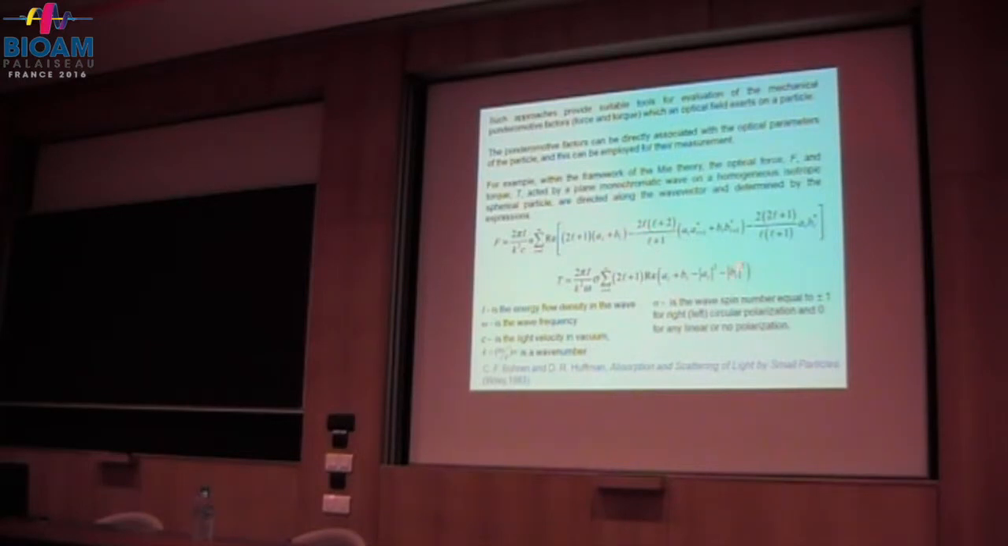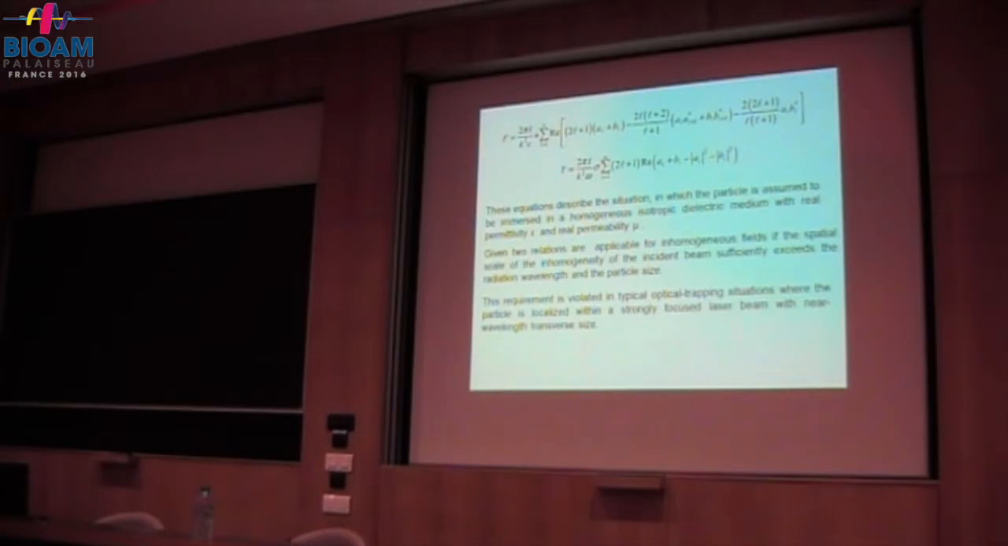For example, within the framework of the theory, the optical force F and torque T exerted by a plane monochromatic wave on a homogeneous isotropic spherical particle are directed along the wave vector and determined by the following expressions with flux density, wave frequency, velocity of light in vacuum, wave number, and spin number. It can be presented from this reference, where a_l and b_l are the Mie scattering coefficients.